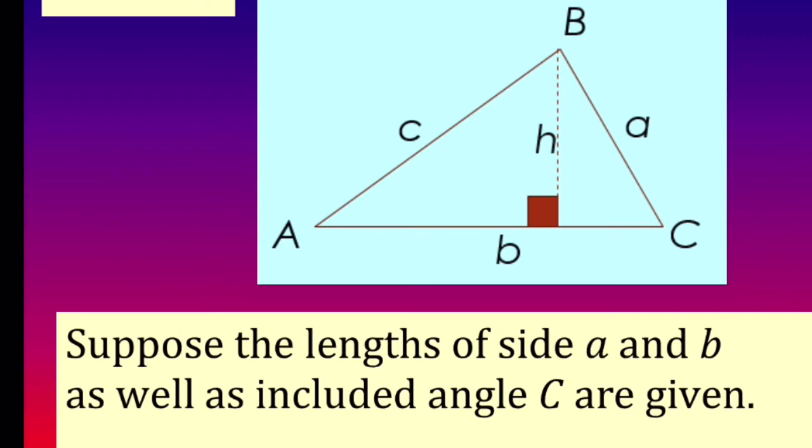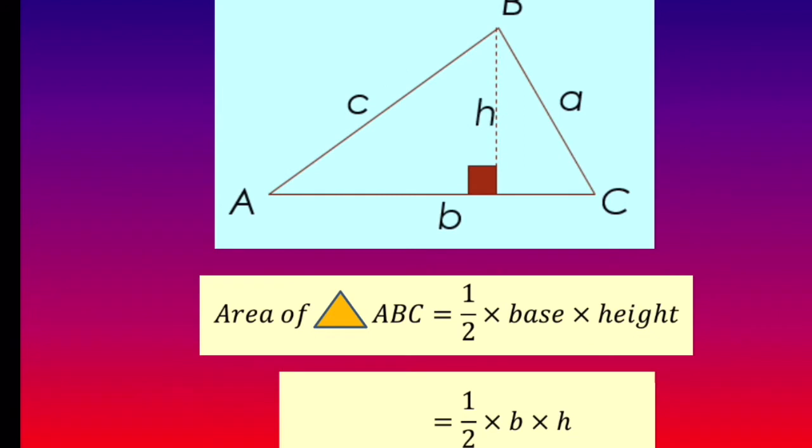Okay, let's see. Suppose the lengths of side A and B as well as included angle C are given. That means A, let's say, is 10, B is 20 centimeters, and the angle C maybe is 40. If there is a case, we can find the height, right? How to find the height of the triangle? Later we'll discuss, but as we know, area of triangle ABC is 1 over 2 base times the height. So the base is actually the length of AC, which is B, and the height is actually H.